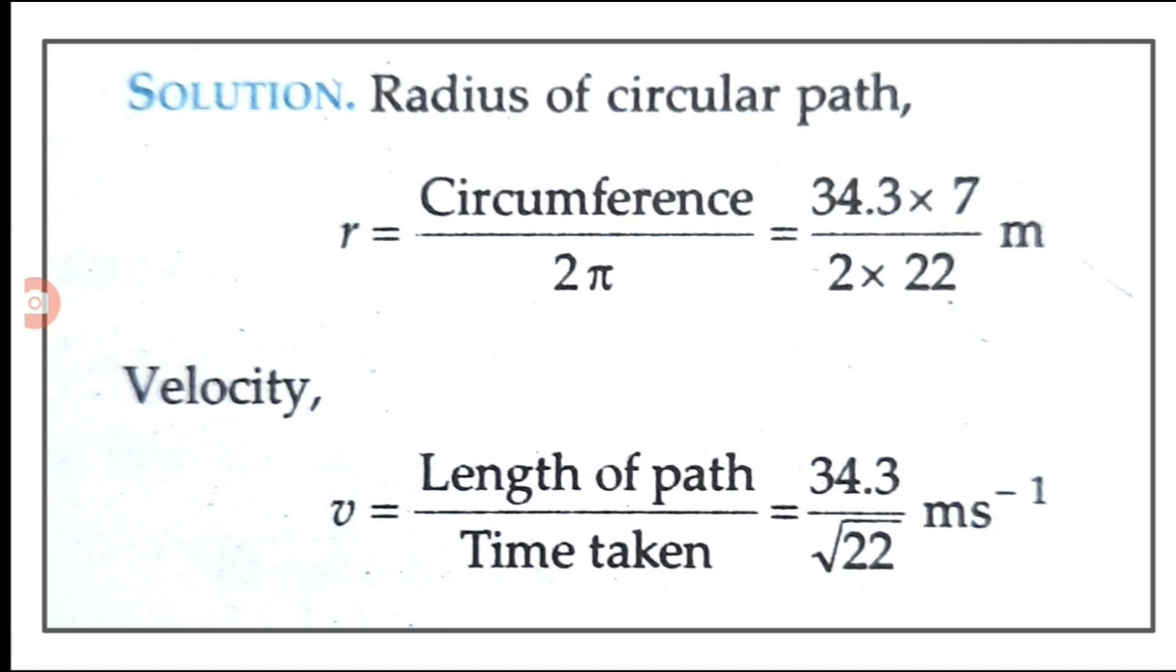To find the radius of the circular path, we can use the expression for circumference, that is circumference equal to 2 pi r. So radius r is equal to circumference by 2 pi, that is 34.3 into 7 by 2 into 22, where we have substituted for pi as 22 by 7. And the velocity of the vehicle is given by length of the path by time taken, that means the length of the path travelled in one complete circle. So we have 34.3 divided by the time, which is root 22.